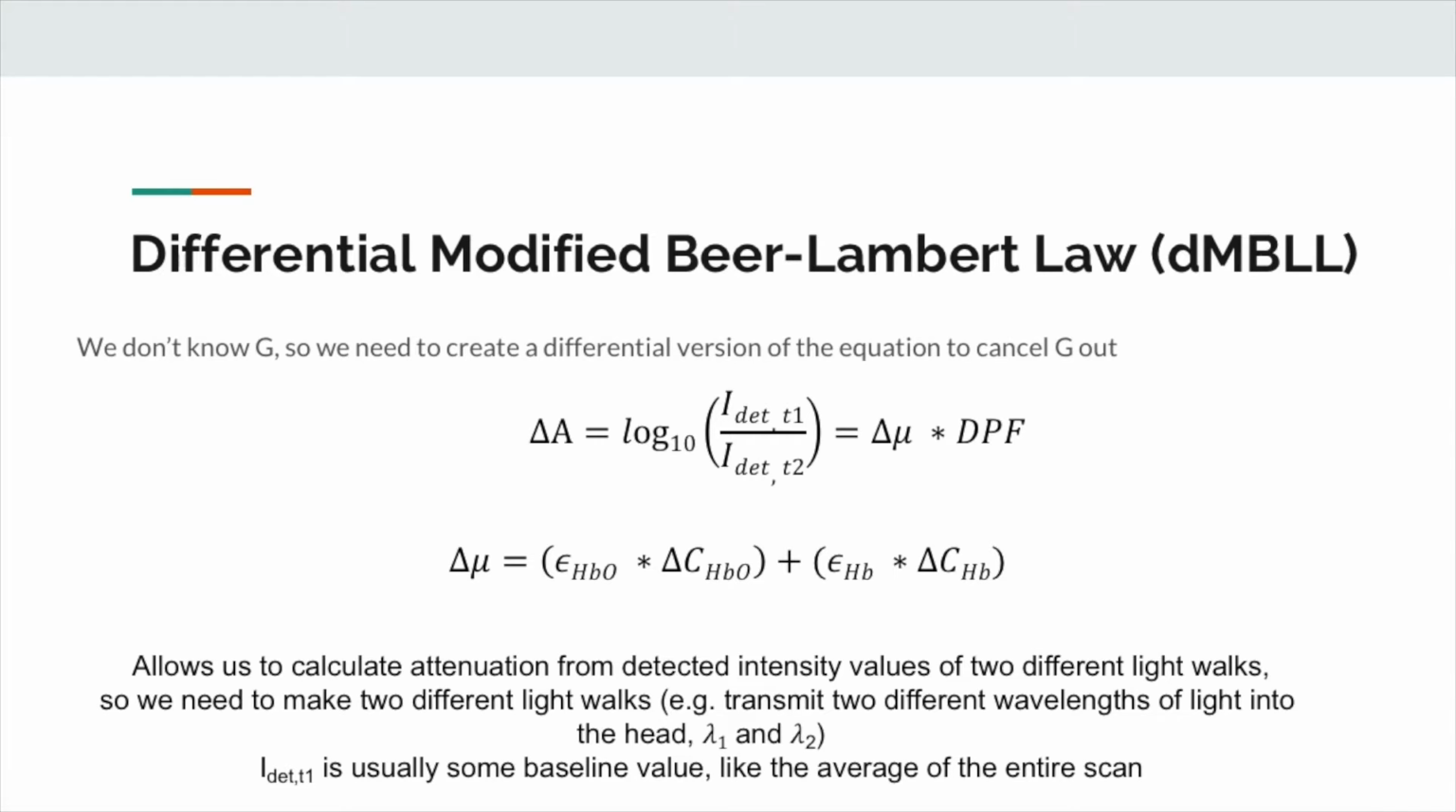Now, we don't know what g is, so we need to create a differential version of this equation to cancel g out so that we can actually calculate our concentrations of the chromophores we care about. Chromophore is a word for that oxygenated, deoxygenated hemoglobin. So we turn our equations into this, which allows us to calculate the attenuation from detected intensity values of 2 different light walks, which means we need to make two different light walks, and the way we do it is by transmitting 2 different light wavelengths into the head. That would be lambda 1 and lambda 2 there in the equation.